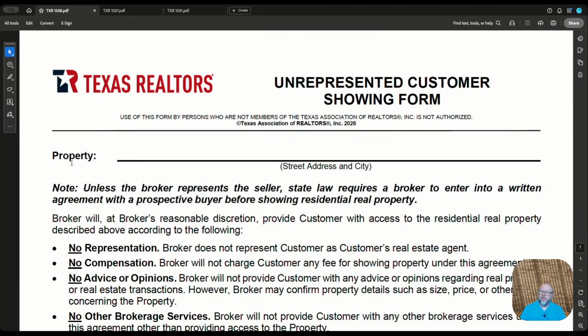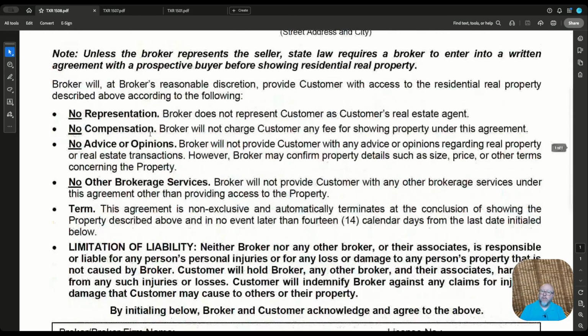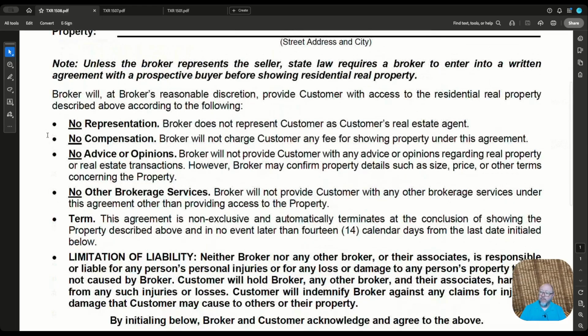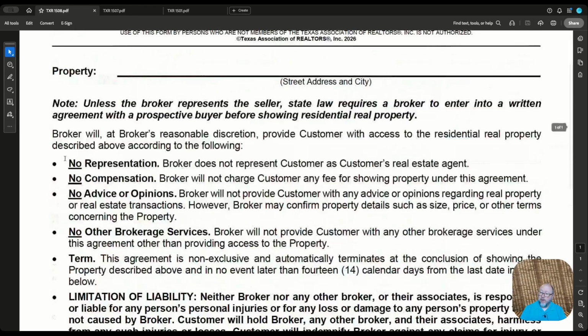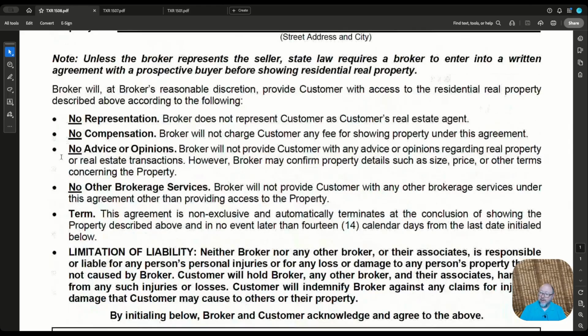So this says that the broker will, at broker's reasonable discretion, provide customer with access to the residential real property described above according to the following. So no representation. We're saying, unrepresented customer, you are not a client. Broker does not represent customer as customer's real estate agent. It's just saying that out loud.